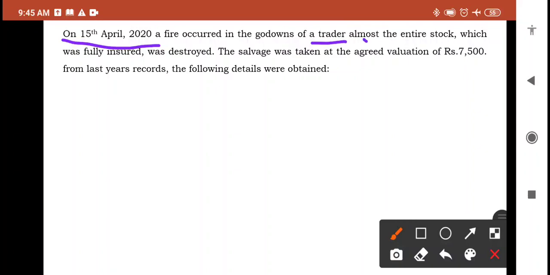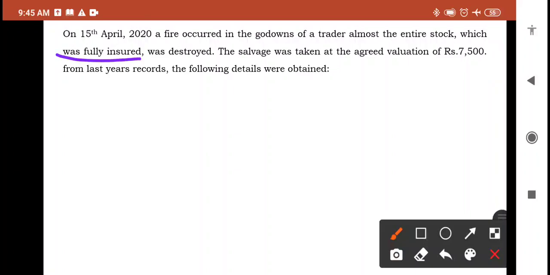Almost the entire stock, which was fully insured, was destroyed due to that fire. It is clear that the stock is fully insured. So we have fully insured, over insured and under insured, right? But in this question they have clearly stated that the stock was fully insured and that stock was destroyed.